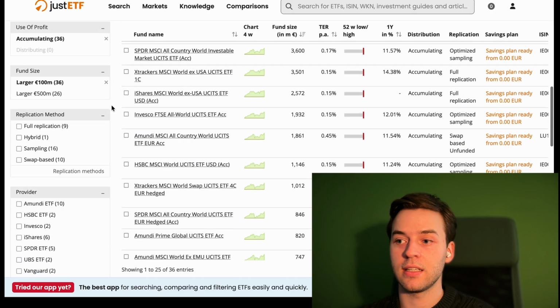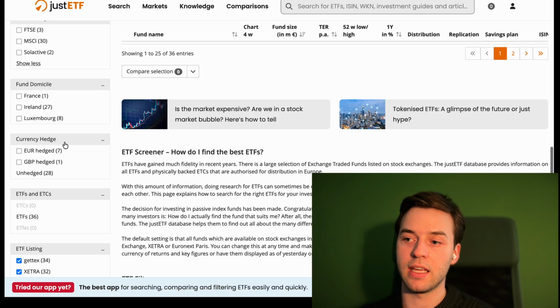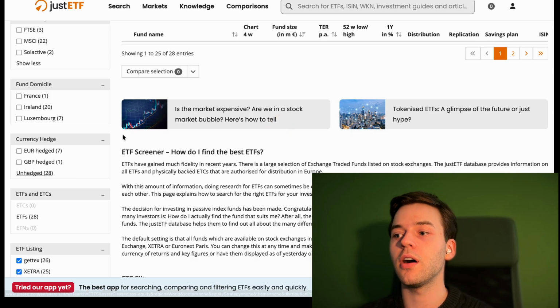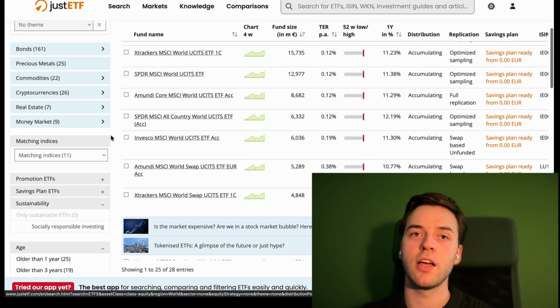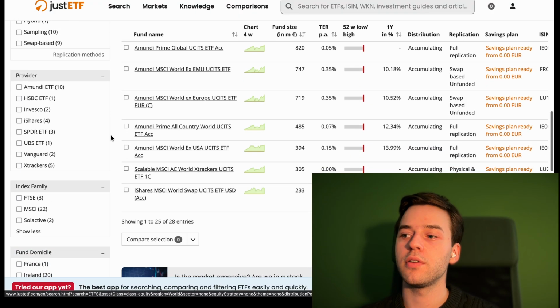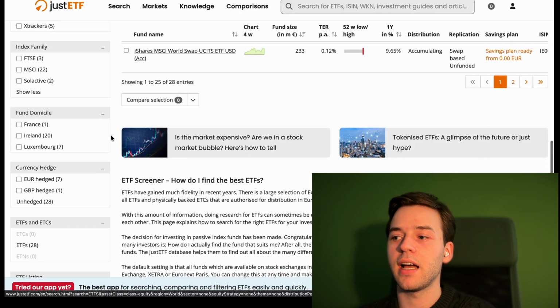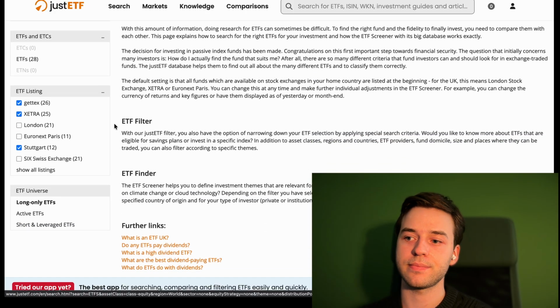About currency hedges. For currency hedge, we can safely select unhedged, I would say. Because with the worldwide ETF, we are already exposed to a lot of different international companies using all sorts of different currencies anyway. And therefore, for private investors, paying a higher fee for currency hedging doesn't really make sense.